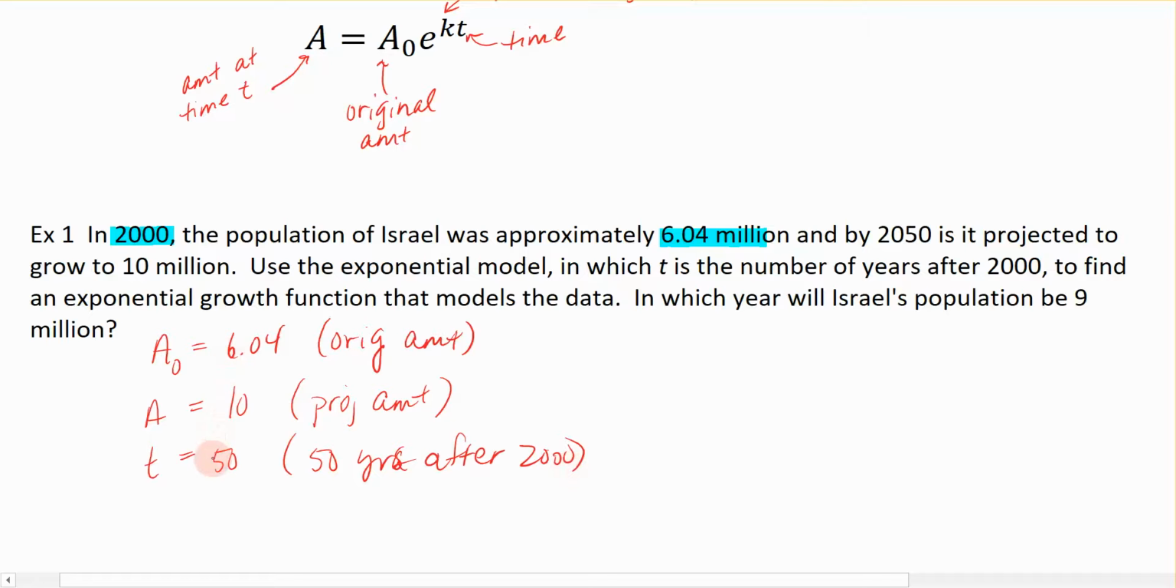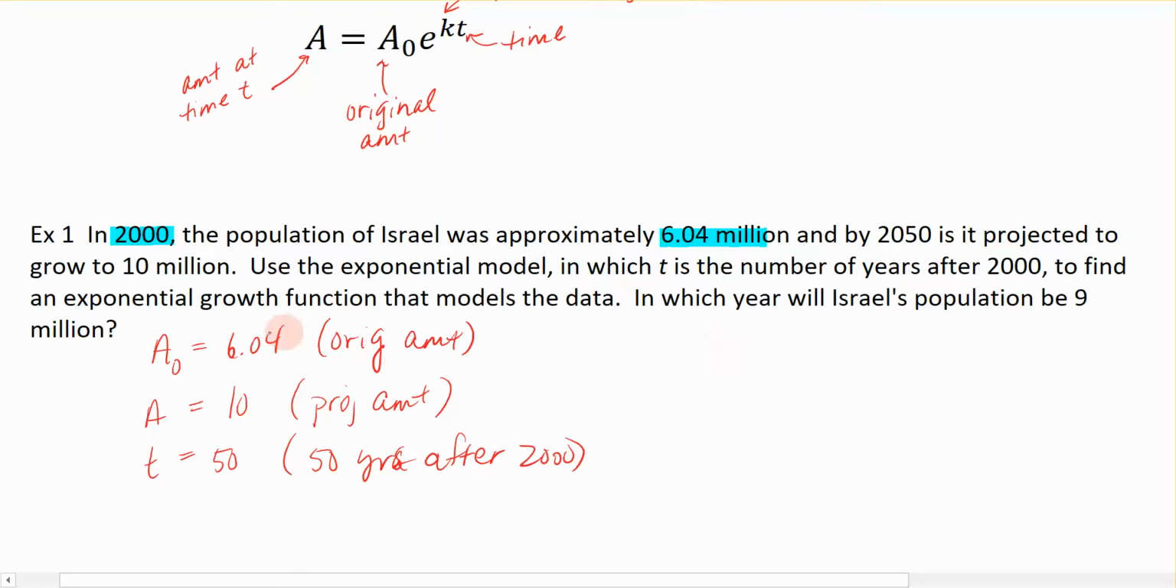So I have everything that I need to plug into my model, because what I'm going to do is solve for the constant K. The constant K, which is our growth or decay rate, is specific to this question, or this idea about Israel's population. So while we are going to be using this model in all sorts of different situations, the K that we solve for is going to be specific to projecting Israel's population starting from 2000 and being given by this data.